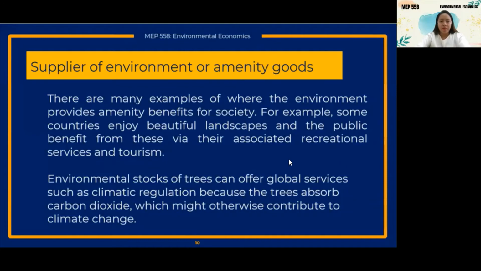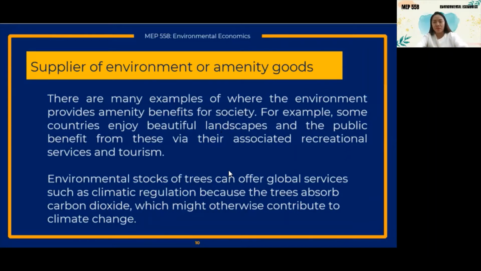So when we talk about supplier of environment or amenity goods, many people get enjoyment from the biodiversity that exists in the country, in the world. And this can also be considered as a form of public consumption of an environmental good. There are many examples of where the environment provides amenity benefits for society. For example, some countries enjoy beautiful landscape, and the public benefit from this via their associated recreational services and tourism.